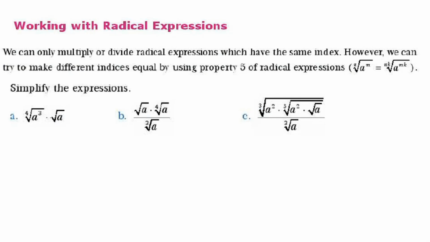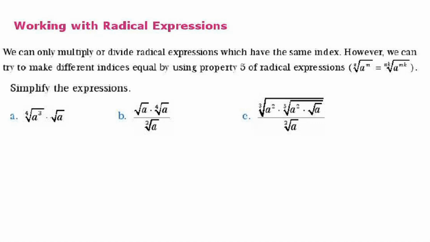All right? So working with radical expressions, we can only multiply or divide radical expressions if we have the same index. However, we can try to make different indices equal by using the properties of radical expressions. So I will show my solution. In this case now, the fourth root of a cubed times the square root of a. So their indices are different. The first one has index 4 and the index here is 2. So they are different. So to solve for that, we're going to make the indices equal.